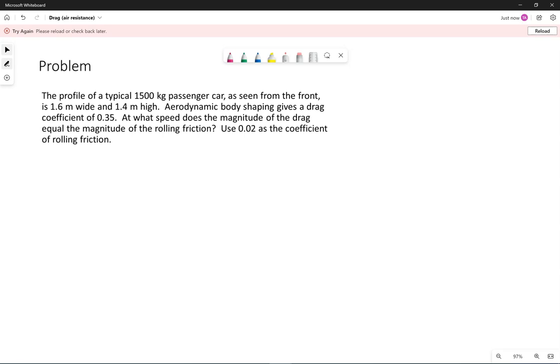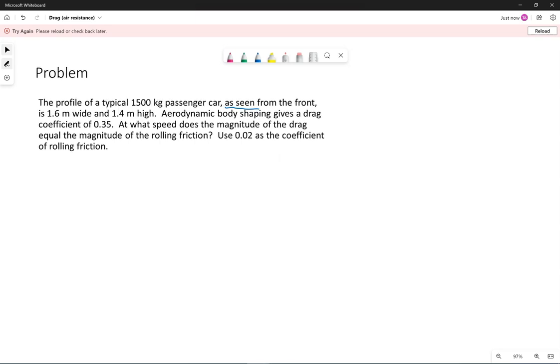We have here another example where we're going to be looking at drag. So we have a car, the profile as seen from the front. So if we were looking at the car from the front, which of course is not a best drawing, but it's telling us it's 1.6 meters wide and 1.4 meters high.